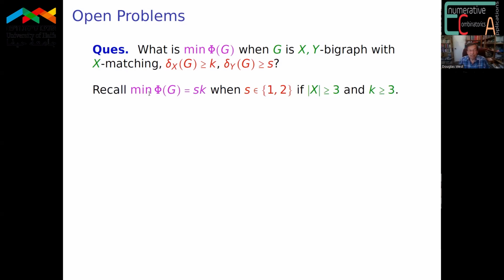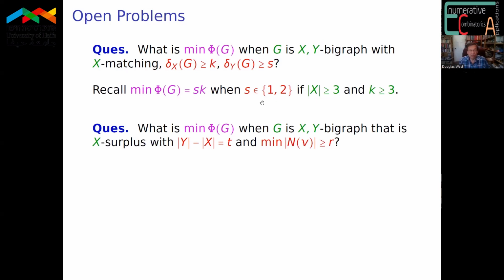We know the answer to this question when S is 1 or 2, in the case where X is at least 3 and K is at least 3. So is it true in general that it would always be at least S times K when S is bigger? We don't know. There's an open problem for you.